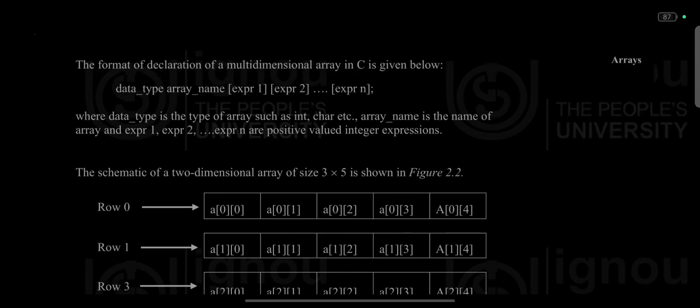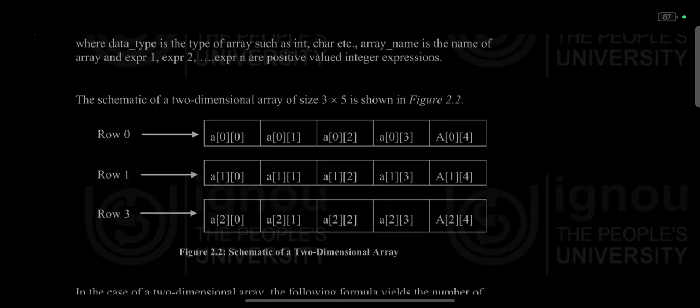The schematic of a two-dimensional array of size 3 x 5 is shown in figure 2.2: row 0, row 1, row 2. So here you can see the schematic of a two-dimensional array.